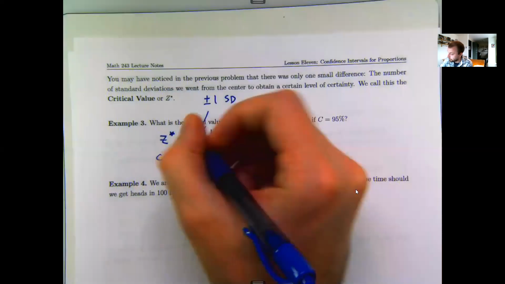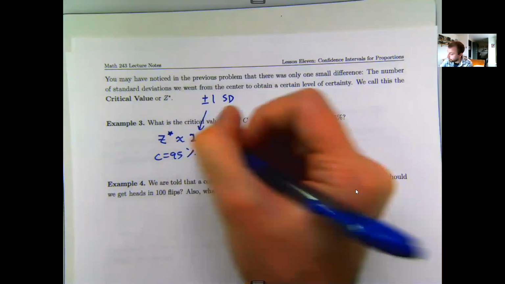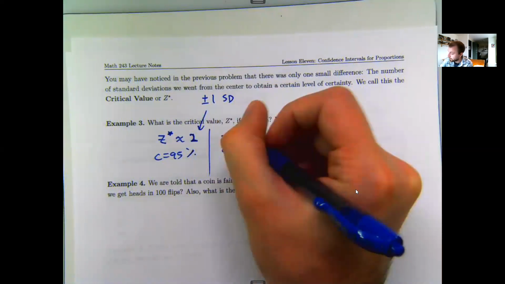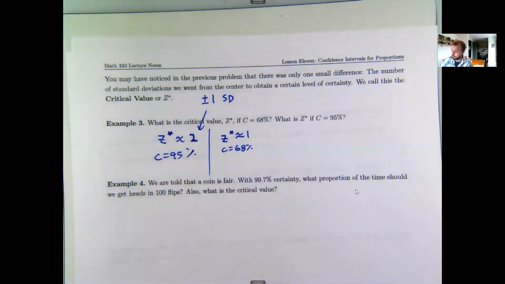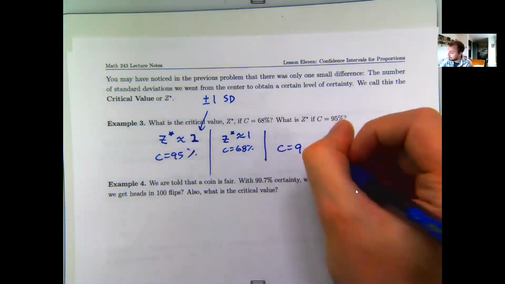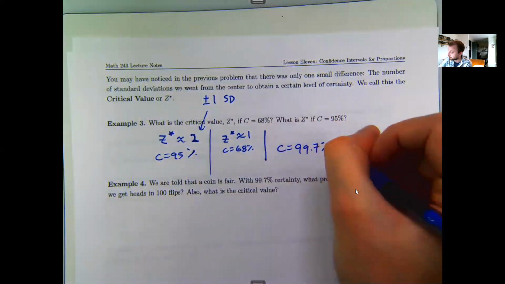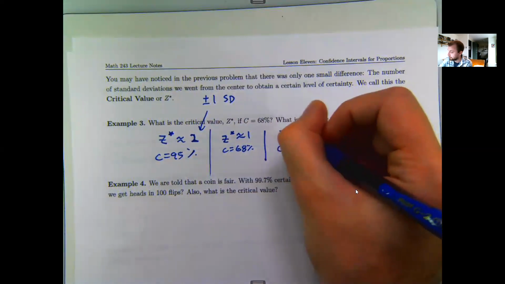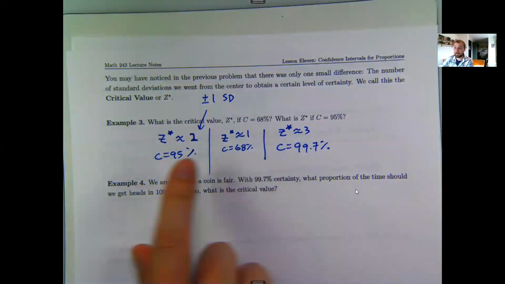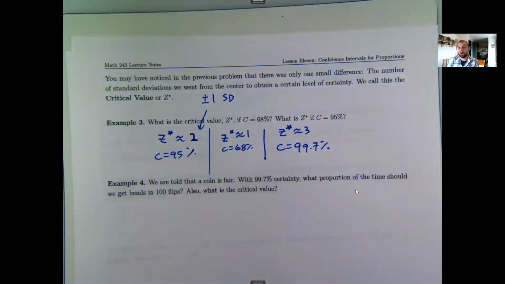If I wanted to be 68% confident, that's 1 standard deviation. If I wanted to be 99.7% confident, that's 3 standard deviations. So the 68, 95, 99.7 rule can be really rephrased as being within 1, 2, or 3 standard deviations away from the center.